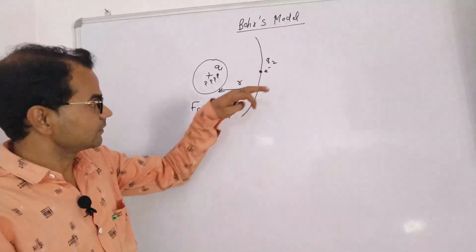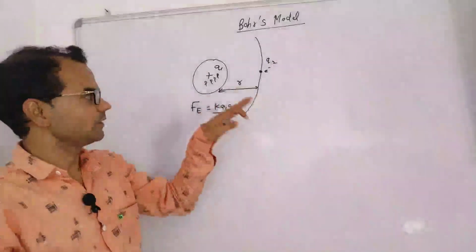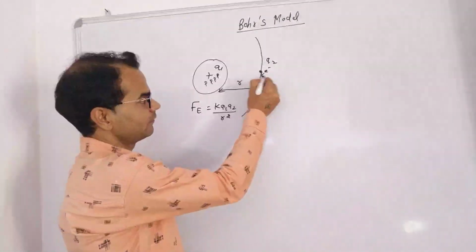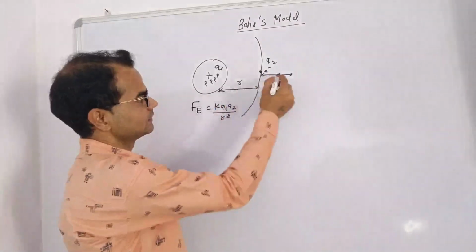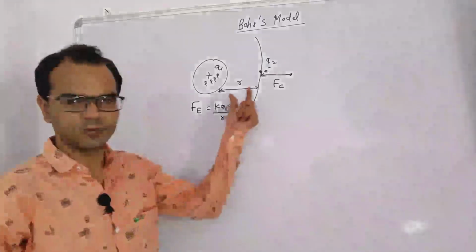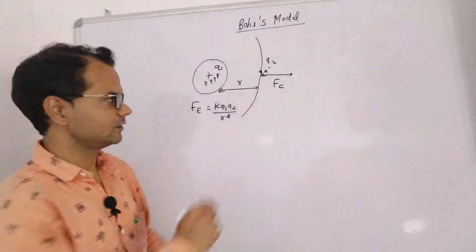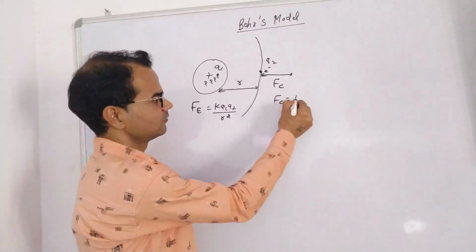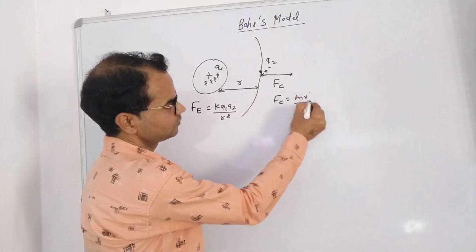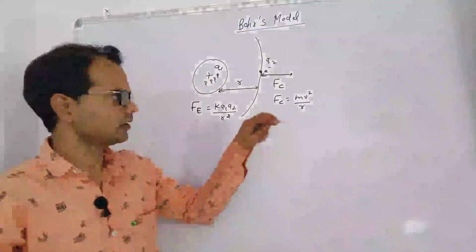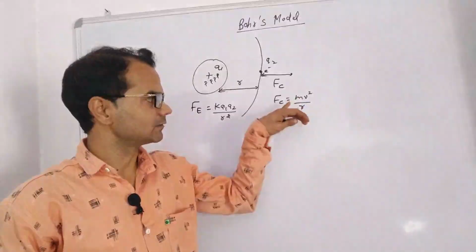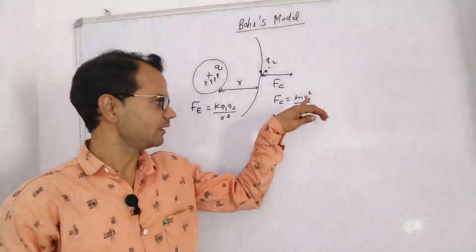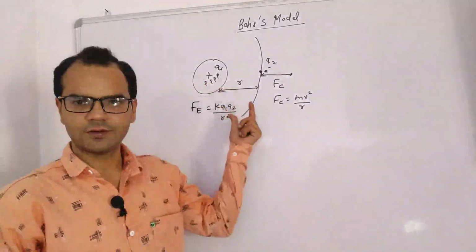And if any body revolves in a circular path, then there is an outward force away from the nucleus, away from the center, that is the centripetal force Fc, and its magnitude is Fc equal to mv square by r. m is the mass of the electron, v is the velocity of the electron, r is the radius of the orbit.